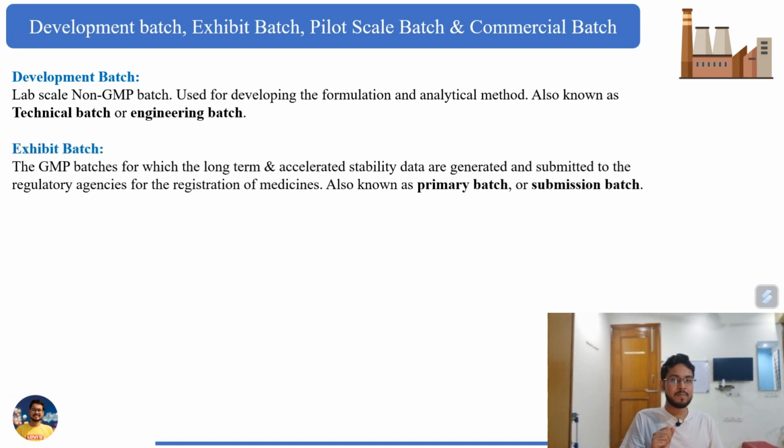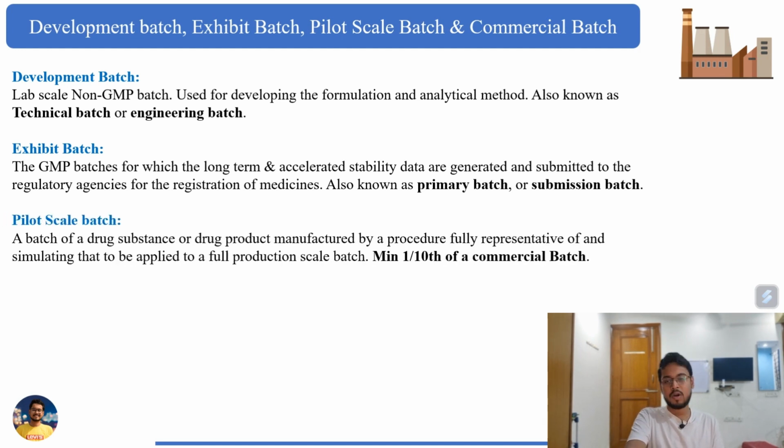Coming to the exhibit batch, this is a batch which is a little bit larger than the development batch. This is a GMP batch, and this is the batch whose stability data we submit to the regulatory agencies for the approval of the product. It is also known as the primary batch and submission batch. In industry, when you start working, or if you are already a working professional, you must have heard about this term, exhibit batch.